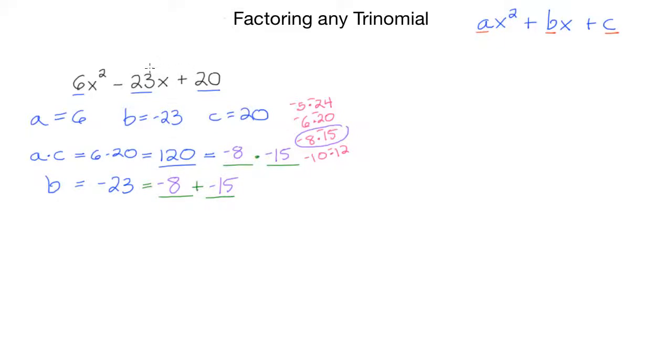What these numbers represent then are the two numbers that added together to make my middle term. So I can rewrite my polynomial now as 6x squared. But instead of negative 23x, I'm going to rewrite it as plus negative 8x. There's my negative 8. I'm using that. Plus negative 15. There's the other number I found. And then I still have the plus 20 at the end.